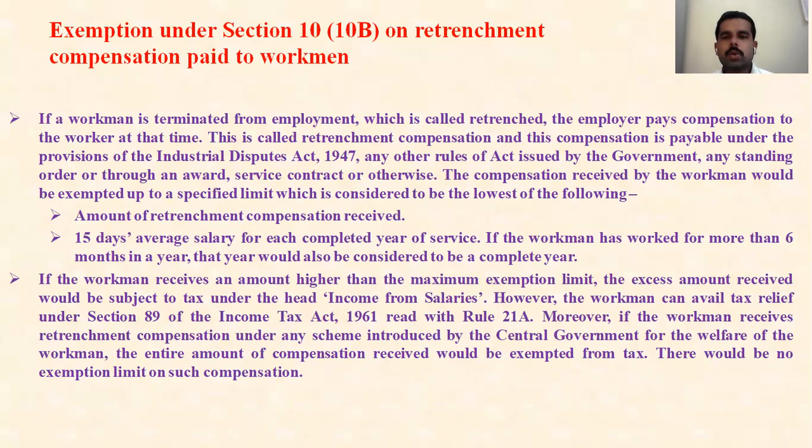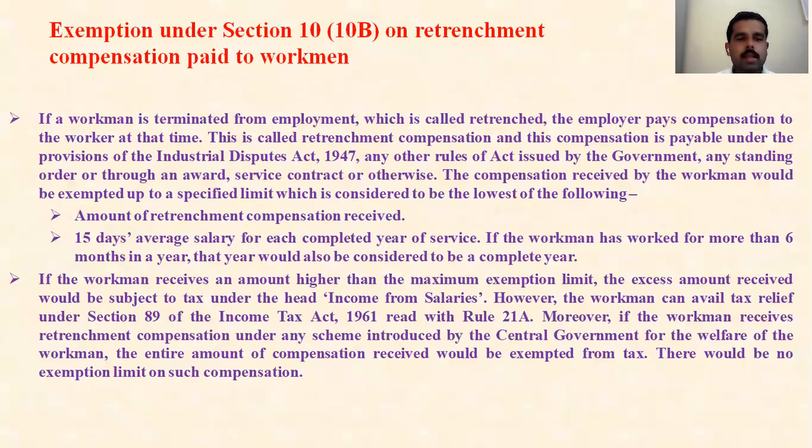The compensation received by the workmen would be exempted up to a specified limit which is considered to be the lowest of the following: the amount of retrenchment compensation received, or 15 days average salary for each completed year of service. How many years he rendered service, for that many years, on an average, 15 days will be taken into consideration. If the workman has worked for more than 6 months in a year, that year would also be considered a complete full year.